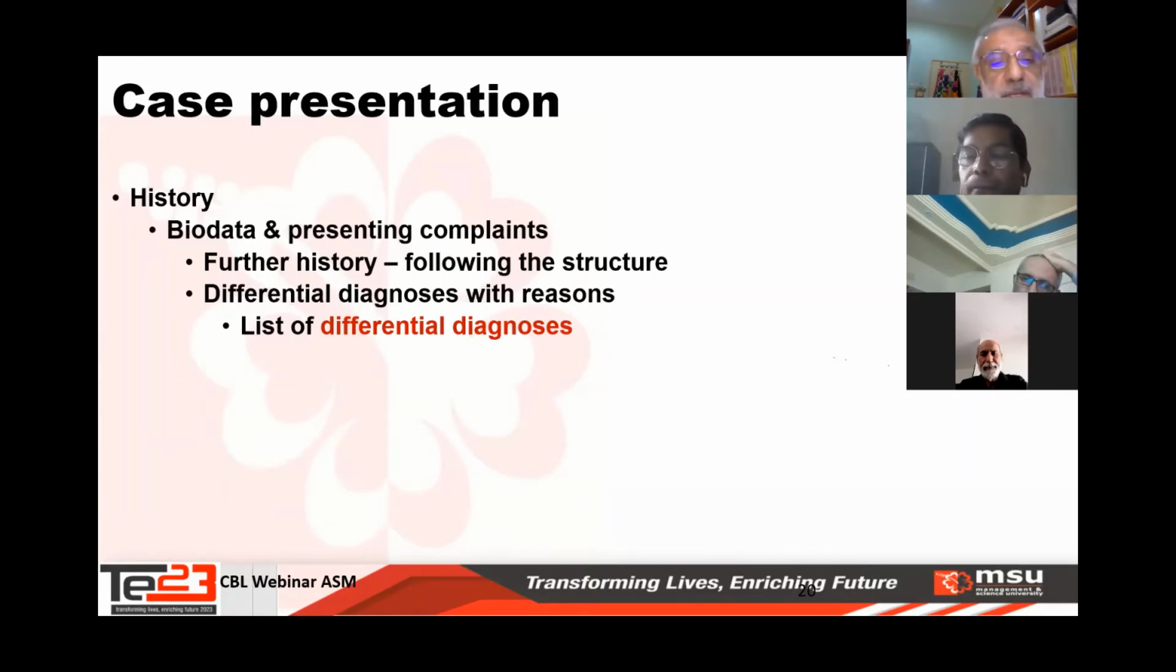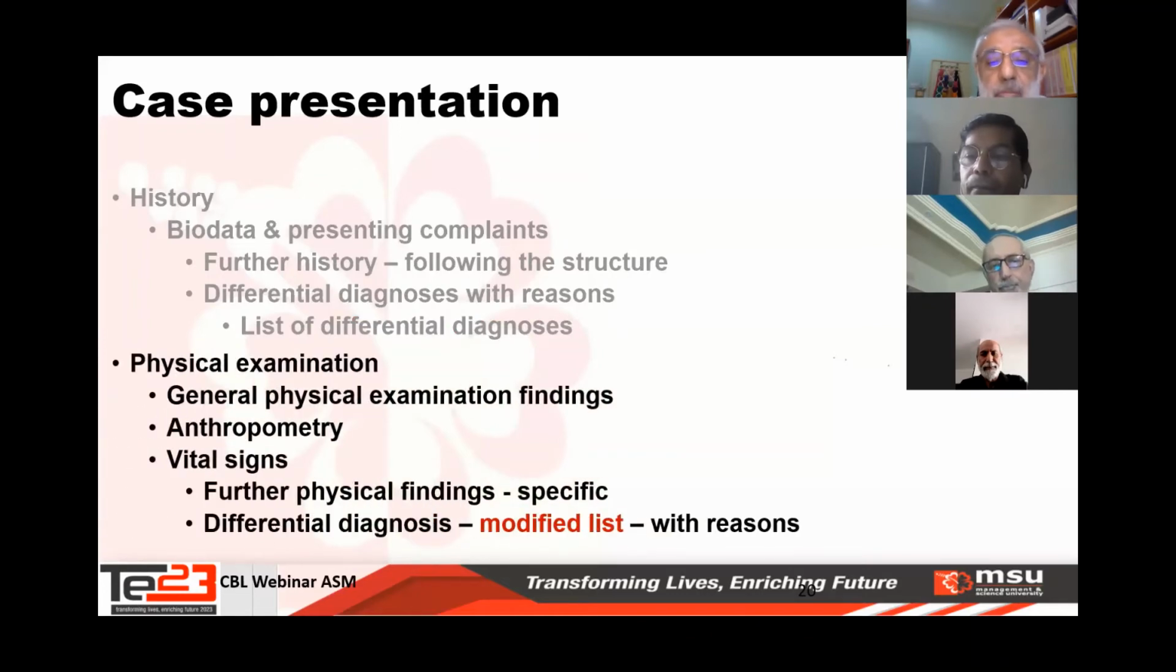Now, important here is that in the first session, history taking, the whole class has taken the history from the presenting students. The whole class has to make a list of differential diagnoses. And then this list can be modified based on the examination findings. Some of the conditions can be deleted, or some of the conditions can be added.